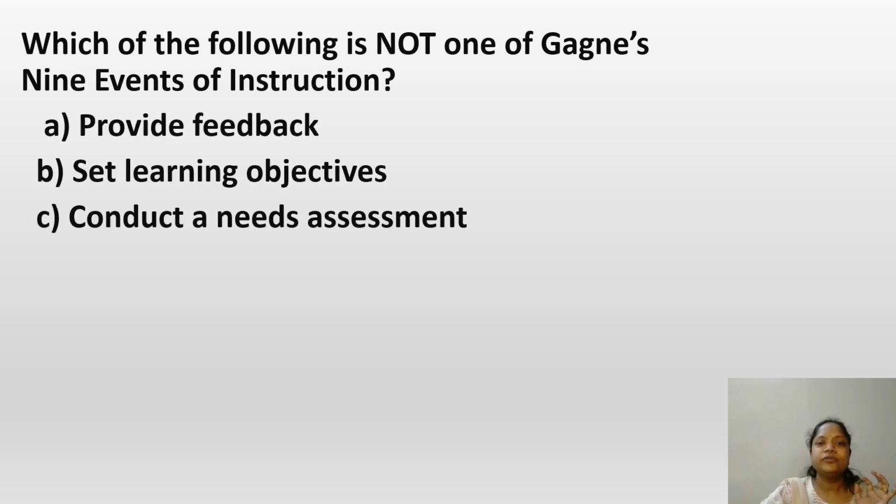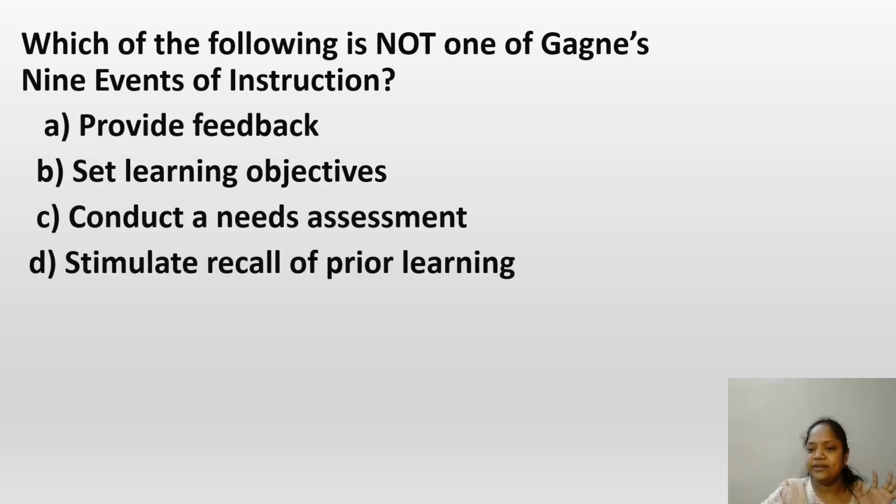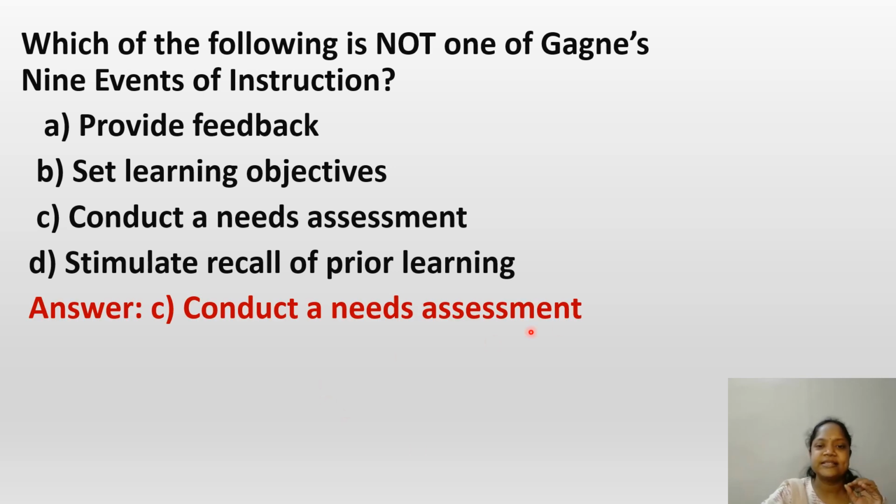Next one. Which of the following is not one of Gagne's 9 events of instruction? Conducting a needs assessment. This is not there. Like this, they will also ask questions. We should know the 9 events of instruction, what the teacher should do, and which things are not there.